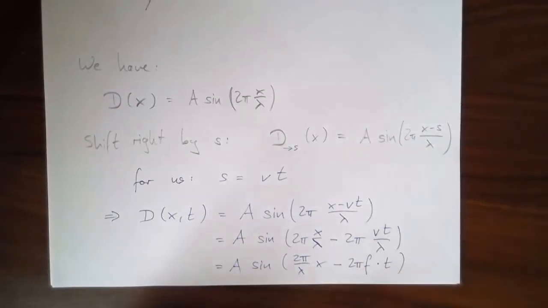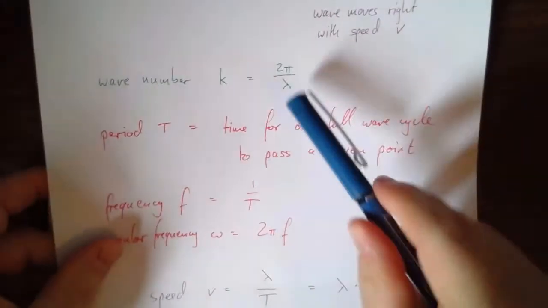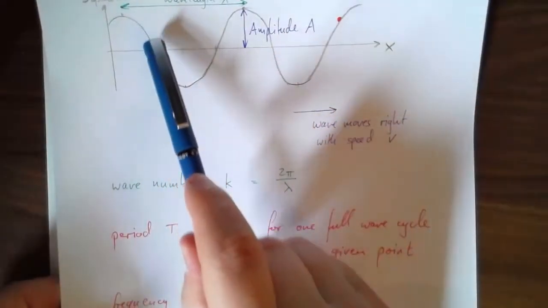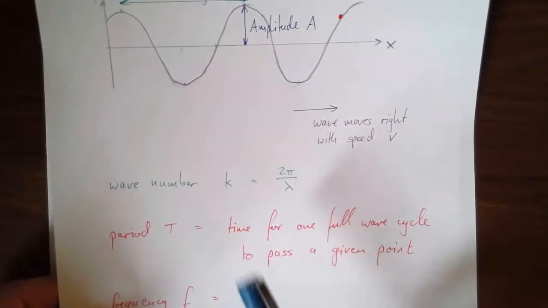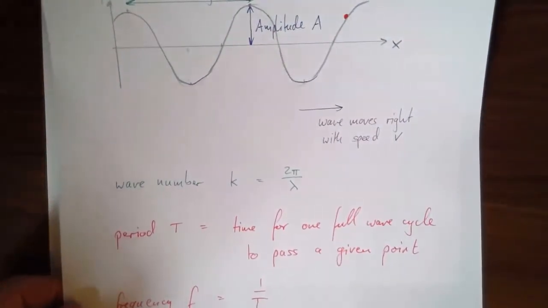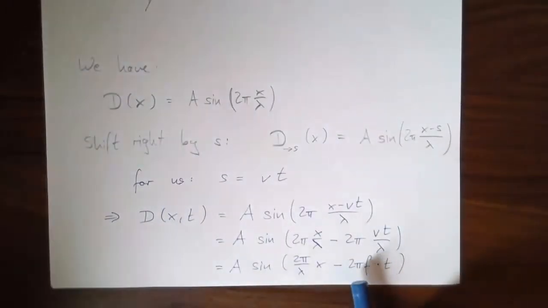2 pi over lambda, what's that? Well, we had this earlier. This is the wave number k that tells us how many radians of phase we get per meter of distance. Or in other words, how many full waves we get per meter times 2 pi. And then 2 pi f is, of course, omega.